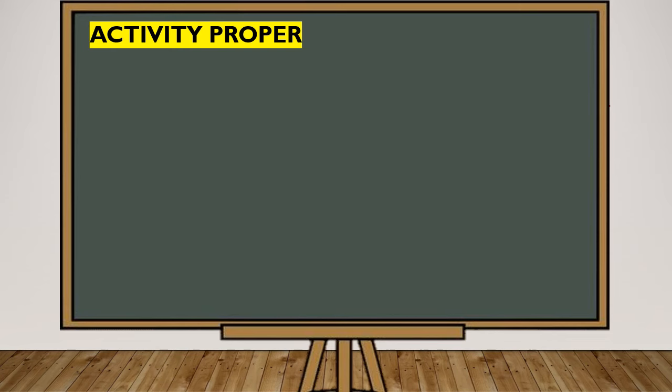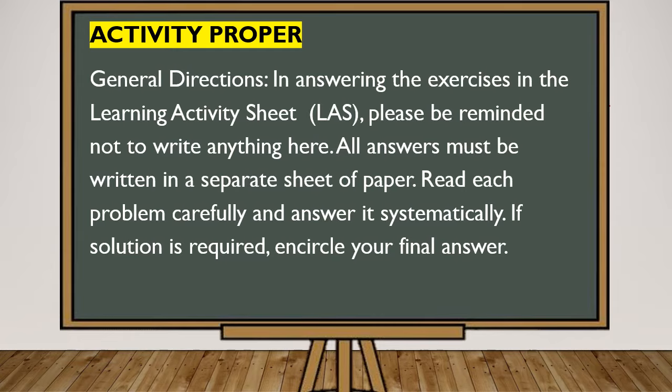Now, let's proceed to the activity proper. So again, in answering, do not write anything on this sheet. Just provide a separate sheet of paper with proper label. For this lesson, you write it lesson 3. Read each problem carefully and answer it systematically. If a solution is required, encircle or box your final answer.